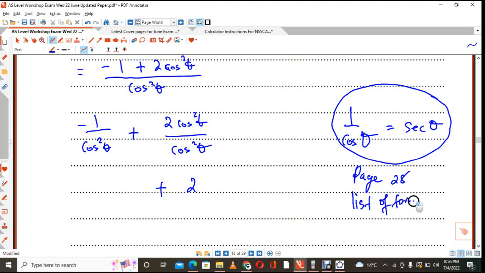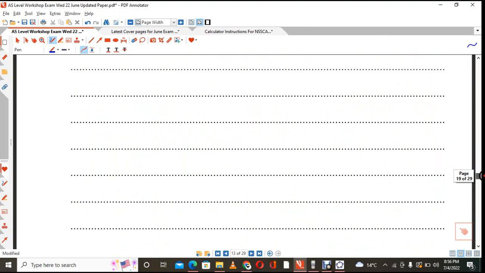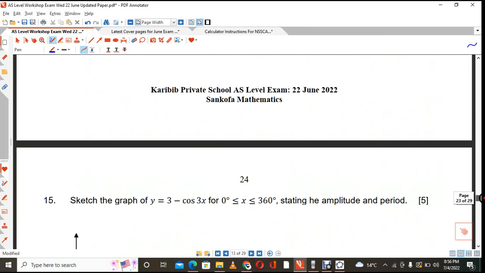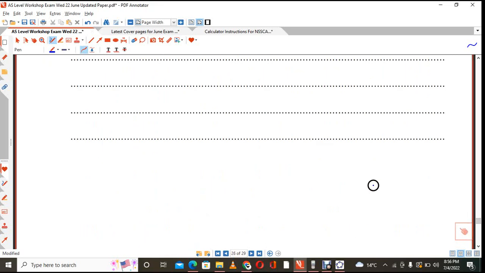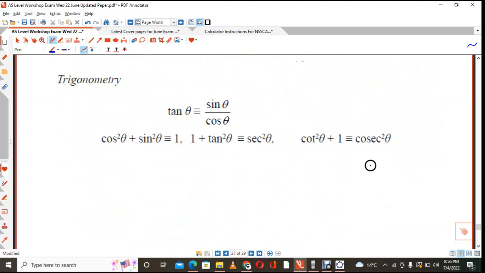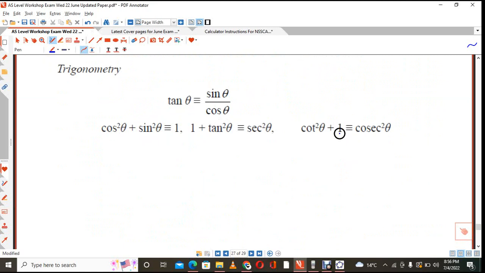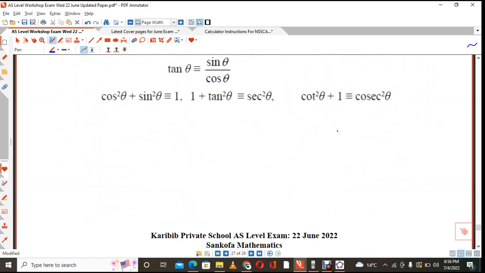You must use that so that you do not go wrong. So let's quickly go see, because you must make sure you use the correct identity. Page 28, list of formula. Here I go. Oops. So where do I go? All right, so here we are. I said 1 over cos.